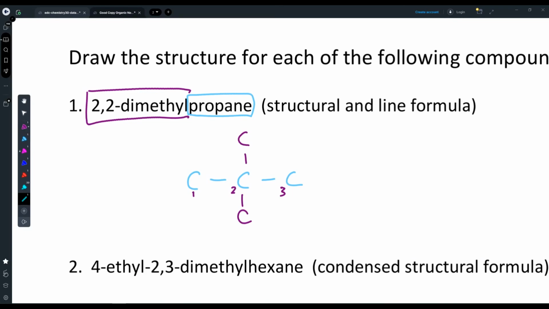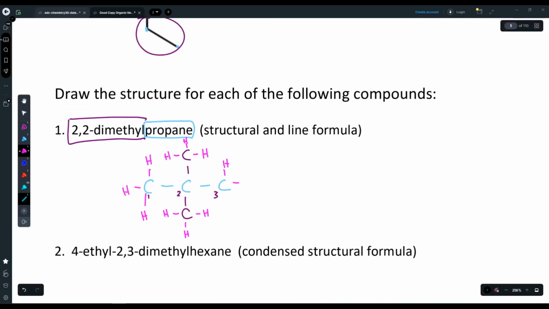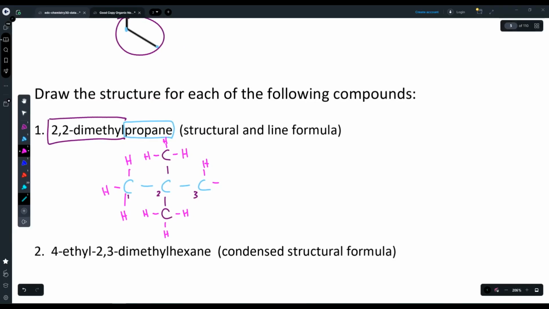What we need to do is fill in the hydrogens. Remember, every carbon likes to have 4 bonds. So I'm putting 3 hydrogens here to make 4 bonds to this carbon. This carbon doesn't need any hydrogens because it already has 4 bonds. But the rest of these all need 3. And there you go. So that was the structural diagram.